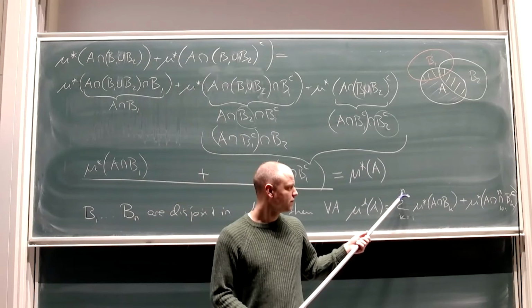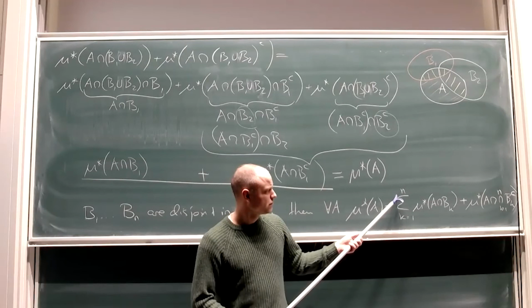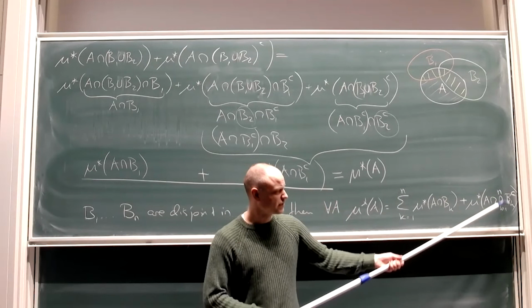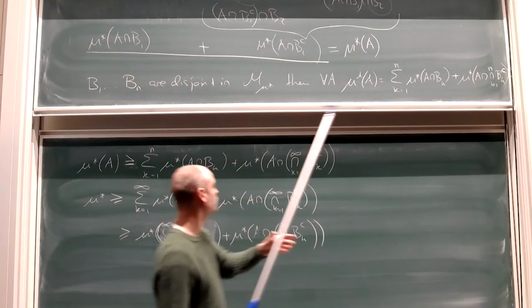So then what would you do? You would throw a limit n goes to infinity here on the right-hand side. Well, that doesn't really work because these guys are increasing as n gets bigger. And here, due to the intersection, the other side decreases. So then these two counteract, and you can't take a limit. So taking this and just writing it up one more time, we have what we have.